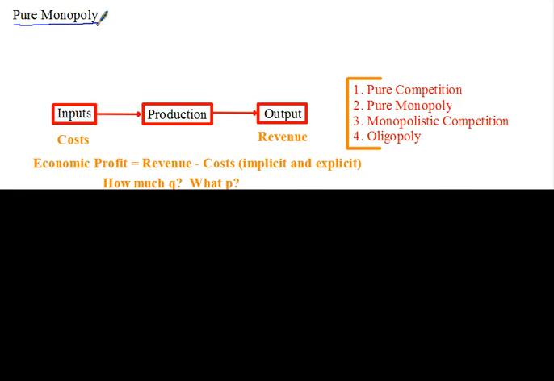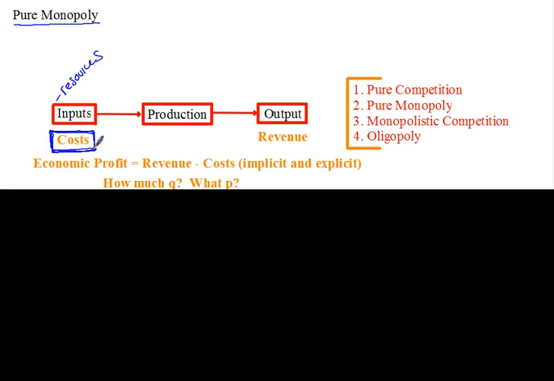So the way I want to think about a firm is this kind of diagram right here. A firm is an institution that goes into the marketplace and buys inputs, and by inputs we mean resources, and by resources I mean land, labor, capital, and entrepreneurial skills. So the firm purchases these inputs, and when the firm buys those inputs, that is called a cost for the firm.